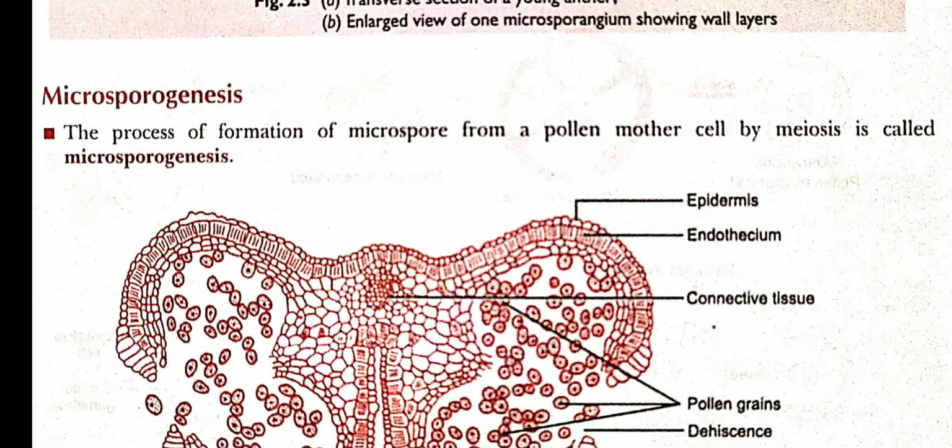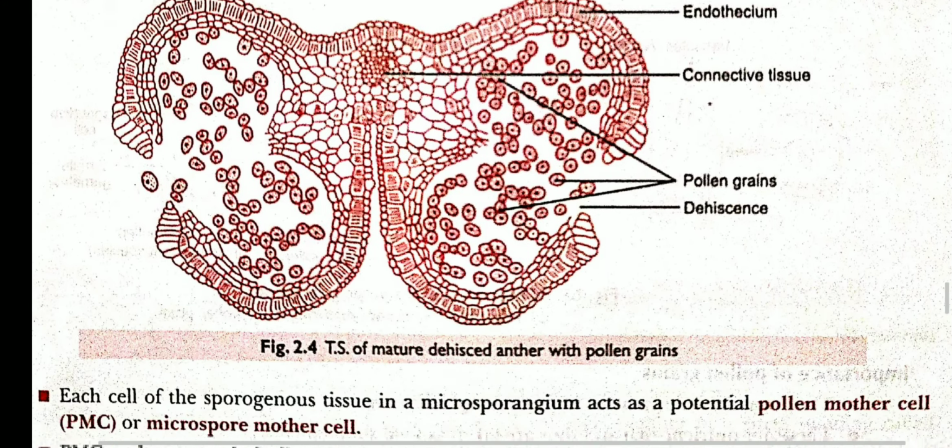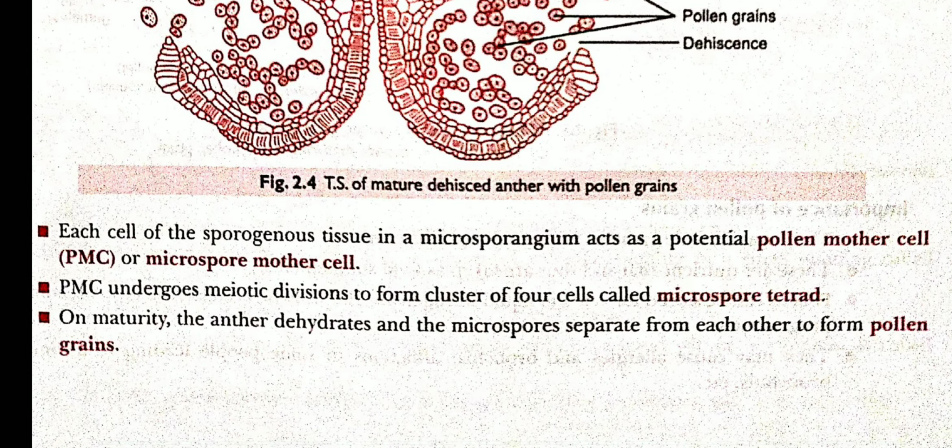Microsporogenesis is the process of formation of microspores from the pollen mother cells, and the process leads to the formation of the pollen grains. Microsporogenesis includes a cell division which is reductive in nature, and hence it is meiosis. Each cell of the sporogenous tissue in the microsporangium acts as a potential mother cell or microspore mother cell.